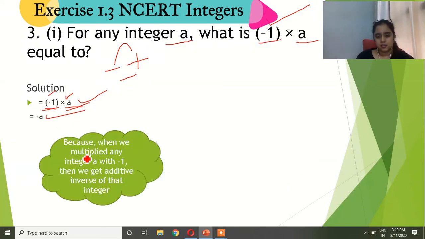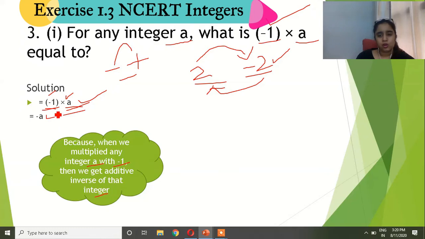The reason I have explained here is that when we multiply any integer a by -1, we get the additive inverse of that integer. I have told you about the additive inverse term. What is the additive inverse? Suppose I want to know the additive inverse of 2. It's very simple, the additive inverse of 2 is -2. What I have done is just changed the sign of that number. It's +2, and I have just changed the sign to -2. So -2 is the additive inverse of 2.